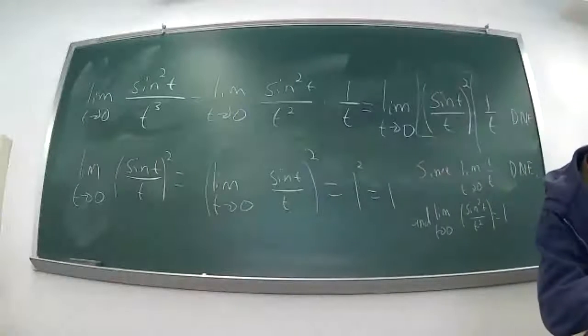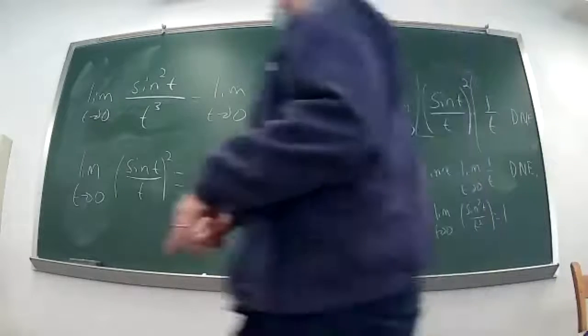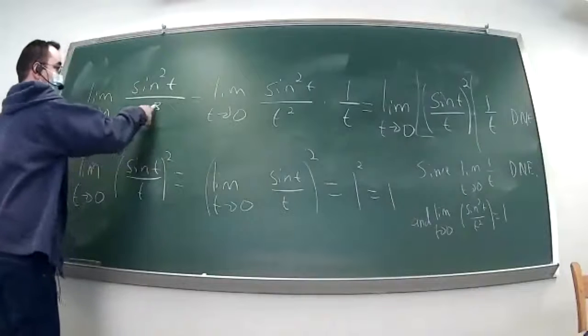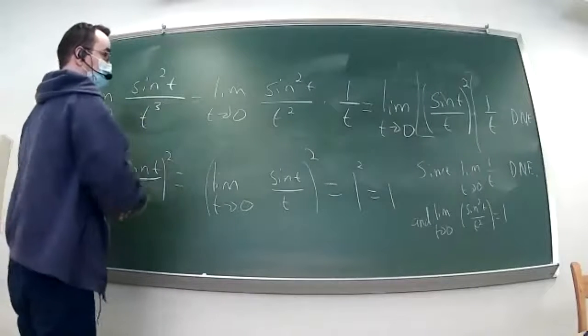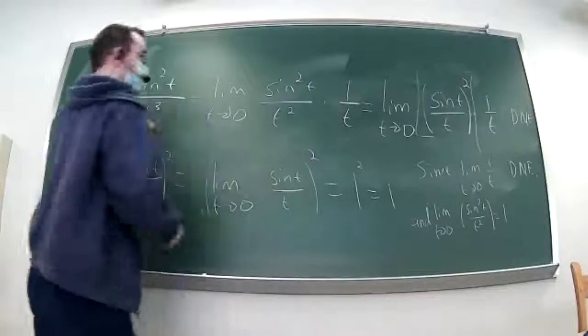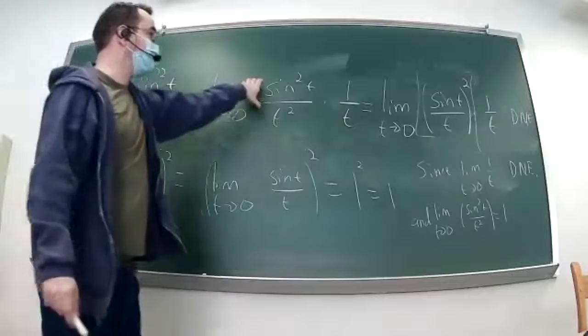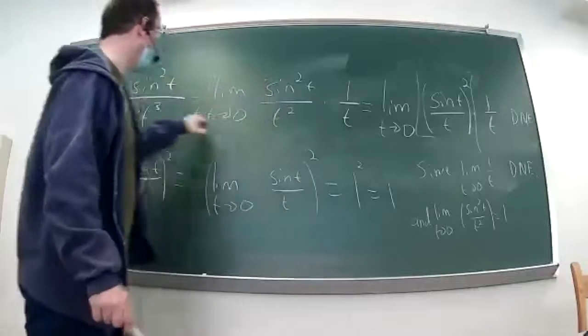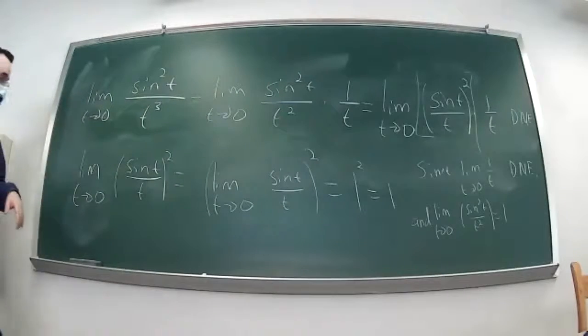Just trying to respond to all the questions. Yeah, how did you get the first 1 over t? That's because I'm writing t cubed as t squared times t. So t squared times t is t cubed. And here I have sine squared. So I'm just breaking it off like this, just rewriting that algebraic expression.